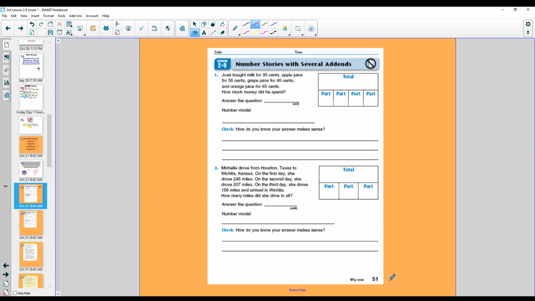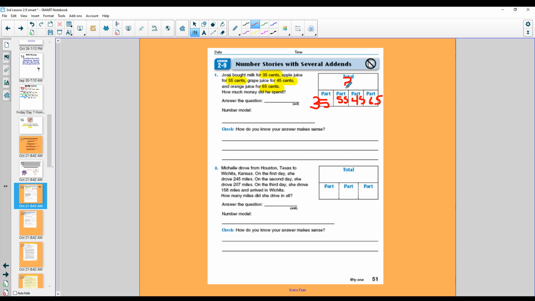All right, open up your journal page today. We're doing page 51. Let's read the questions. Remember, if you have a highlighter handy, I like to highlight the important information. Jose bought milk for 35 cents, apple juice for 55 cents, grape juice for 45 cents, and orange juice for 65 cents. How much money did he spend? Well, let's put all of our parts together. He first had 35. Then he had 55, then 45, and 65 for the other. He must have been thirsty.